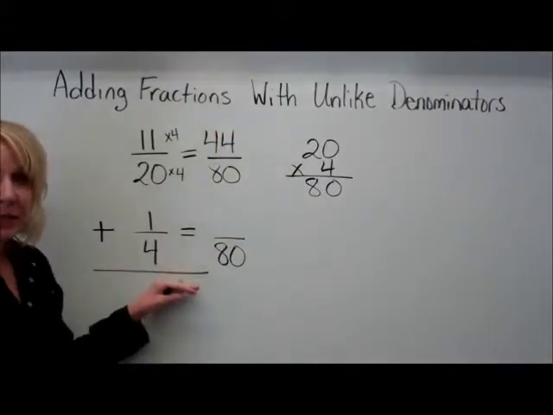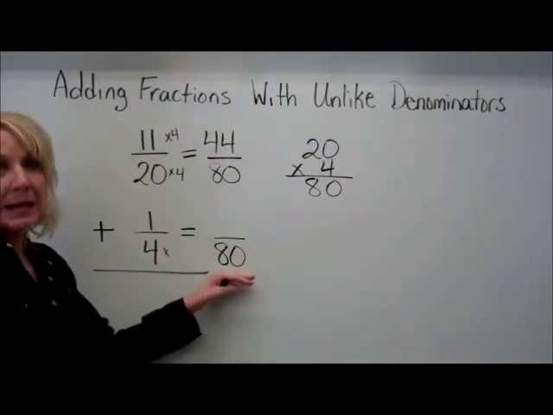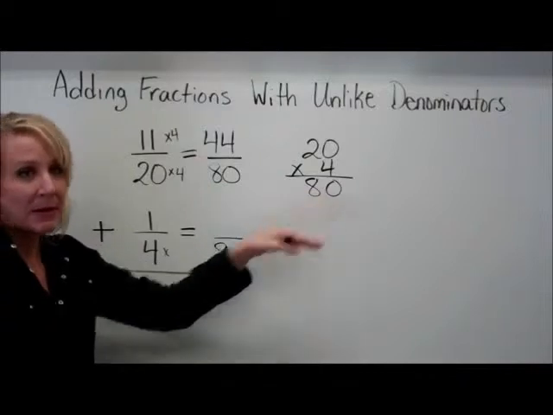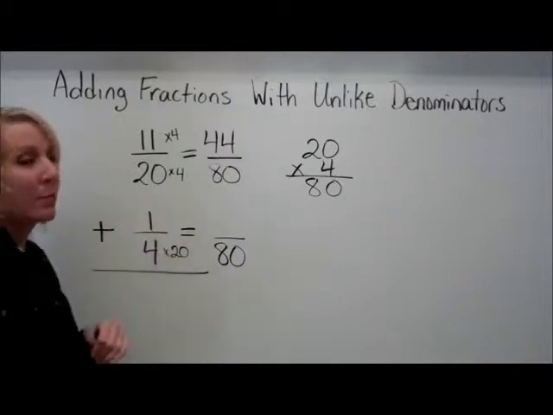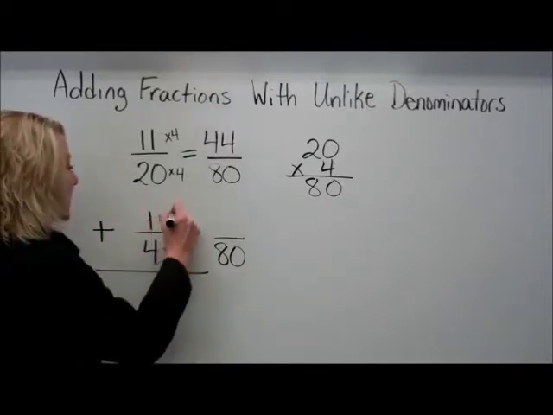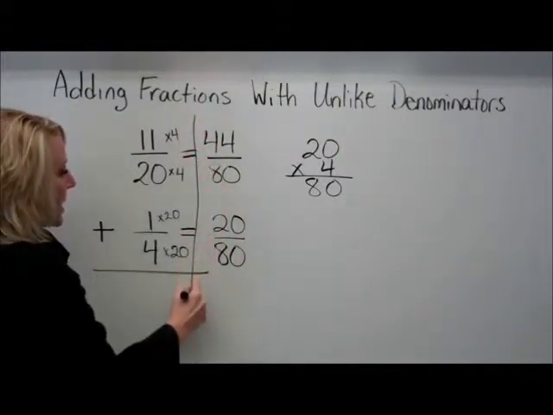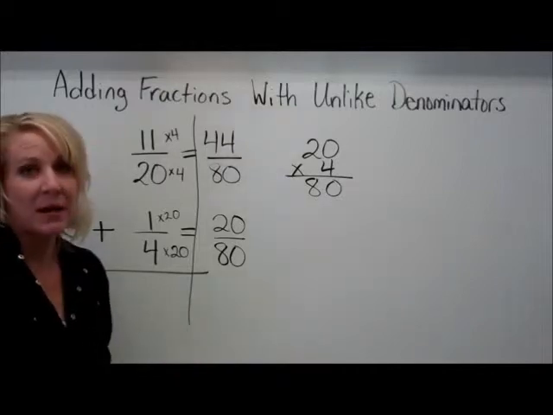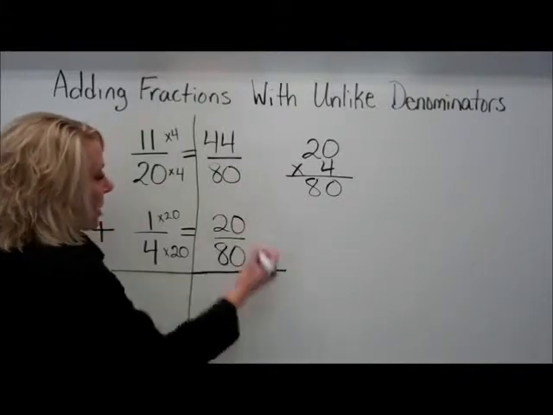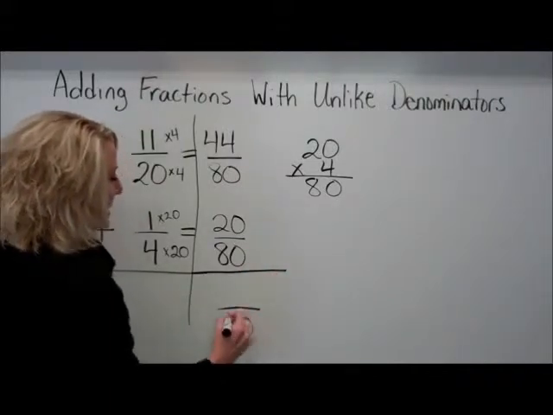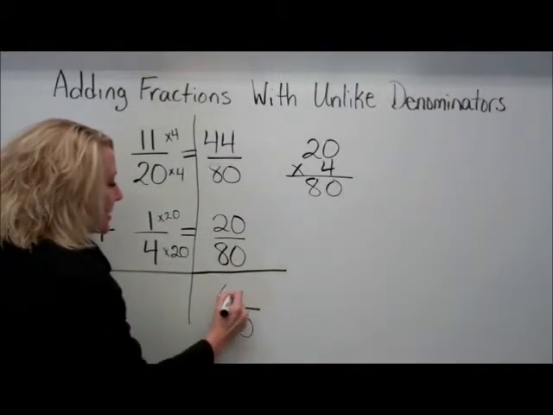We do the same process here, making equivalent fractions. So we think, what did we multiply 4 by to get 80? Using our work, we know that we multiplied by 20. So whatever operation we do to the denominator, we do the same operation to the numerator. So we multiply by 20. 1 times 20 is 20. What we've created right here is two fractions with a common denominator, a like denominator. And so we know how to add these together. We keep the common denominator, so our denominator will be 80, and we add the numerators. 44 plus 20 gives us 64.